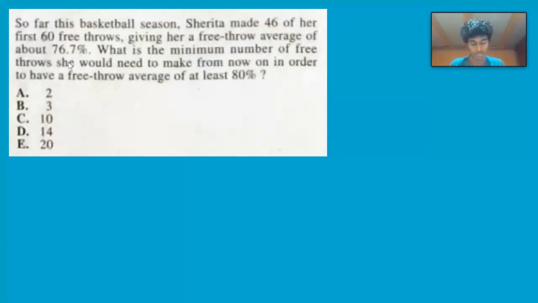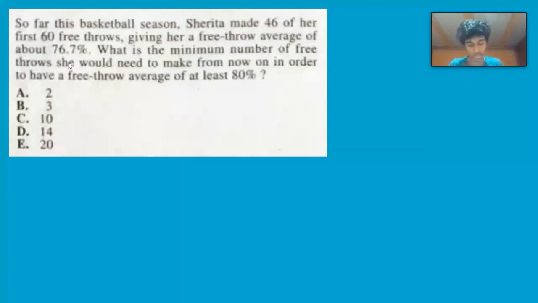Okay. So this question asks, what is the minimum number of free throws Sharita needs to make from now on in order to have a free throw average of at least 80%? Right, so what we need to do is develop a mathematical representation of this scenario and then solve that to get our answer. So how do we create this equation? Let's think about this.